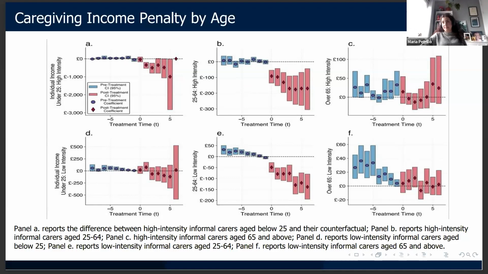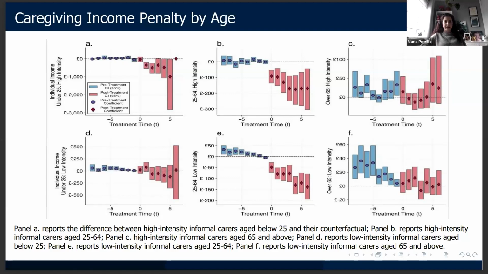What you can see, especially seeing young carers, so panel A and D, is that young carers face the most substantial income reduction, with a penalty that is reaching as much as £502 per month compared to their doppelganger. We also observe a decrease for individual income for high-intensity carers aged 25-64. By the fifth year of caring, for example, they experience a £170 per month reduction in income. This is also a big decrease, even if less severe than what is experienced by young carers.